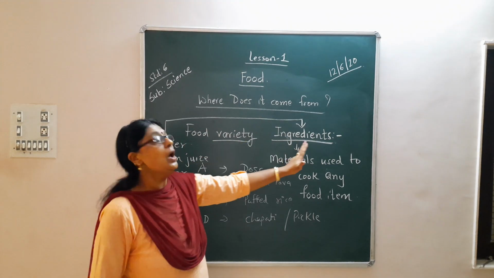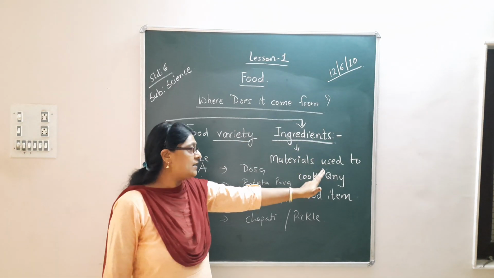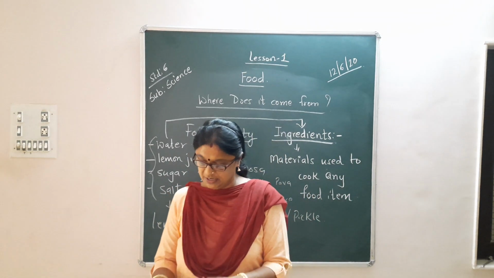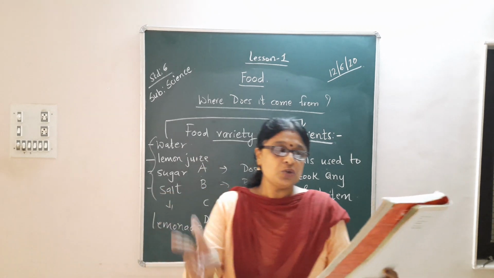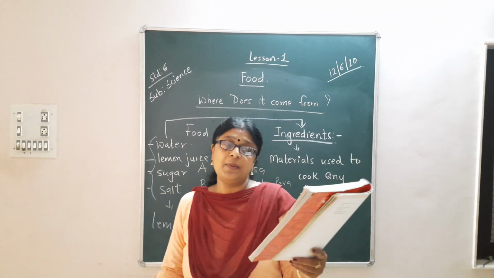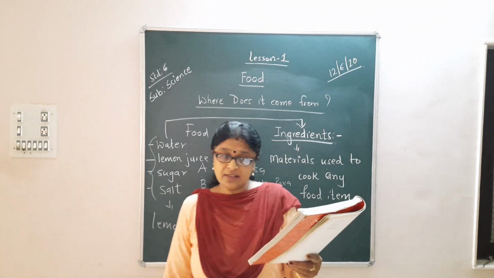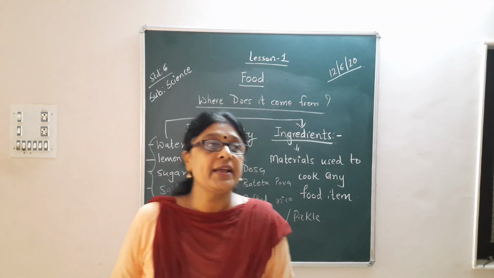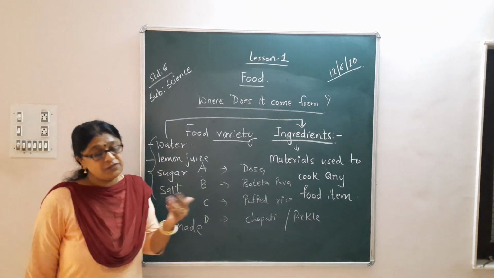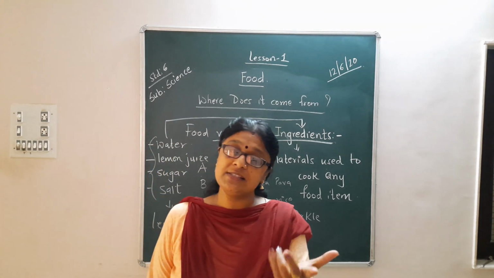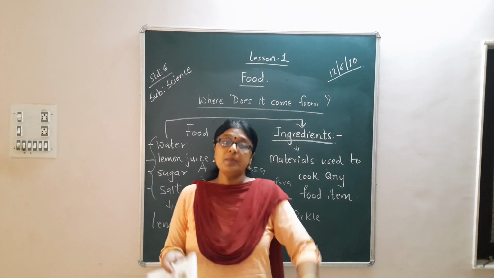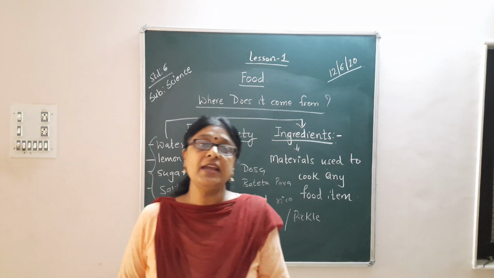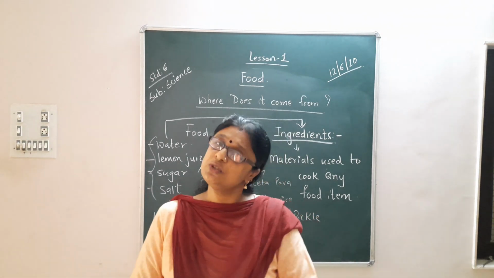So once again I repeat, what is the meaning of ingredients? Ingredients means the materials which are used to cook any food stuff. Just 2 ingredients are needed to prepare a dish of boiled rice. On the other hand, some food items are made with many ingredients. If you want to make a lemonade, you need 4 ingredients. If you want to make boiled rice, you need 2 ingredients. If you want to make a brinjal curry, so many ingredients you will need, right? So ingredients are the materials which may differ from item to item.